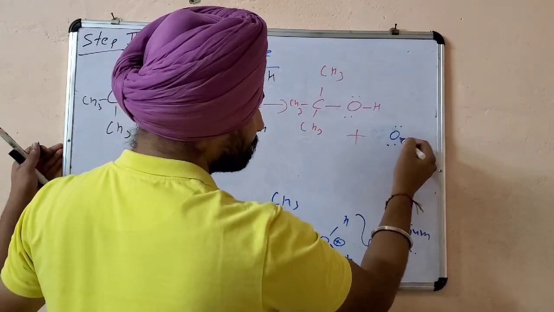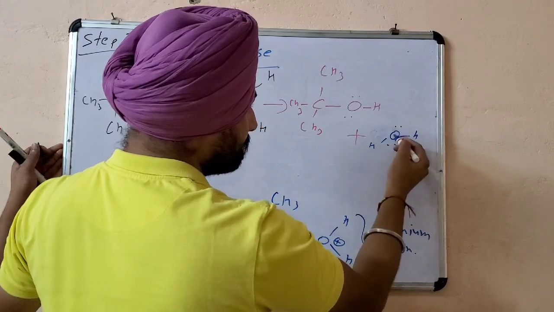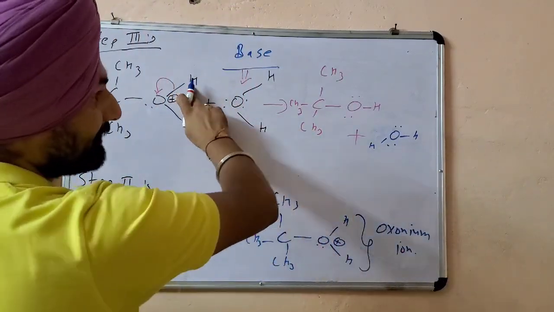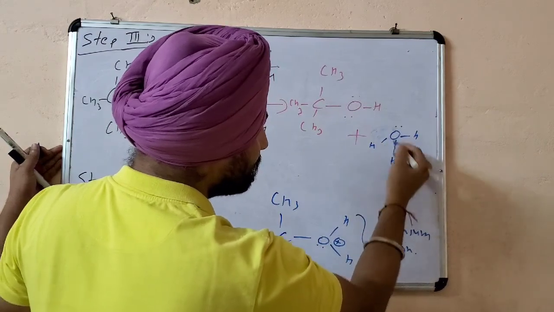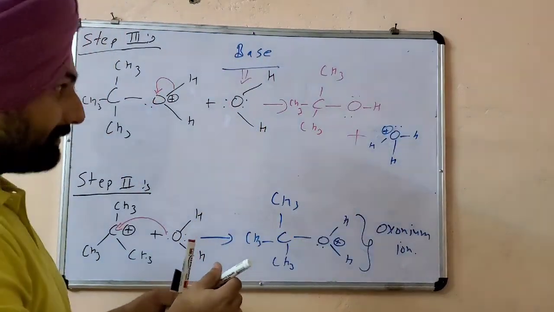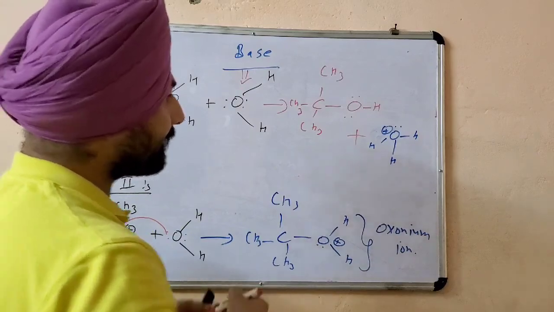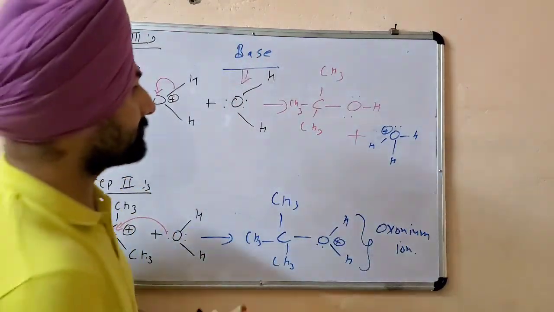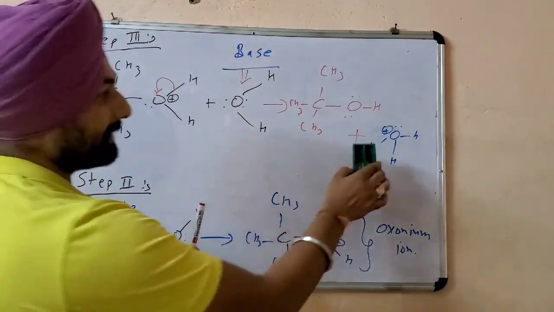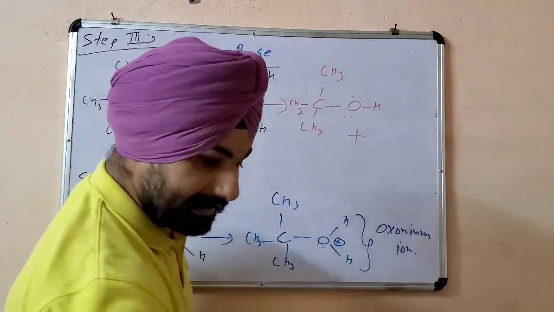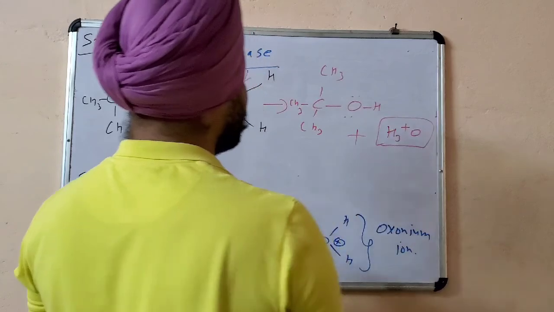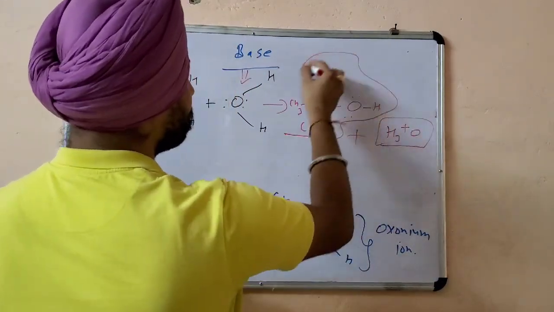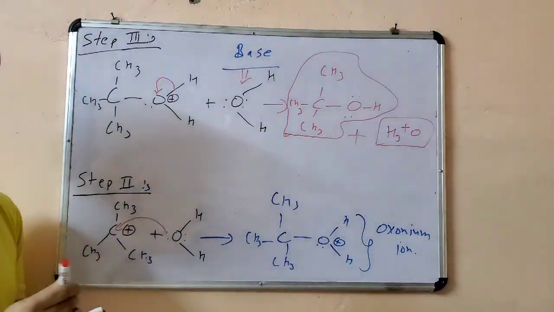Oxygen plus H positive. When this H positive comes, the pair of electrons is donated to the hydrogen and it becomes positive. So ultimately, instead of writing this molecular structure, just for understanding, we can write it as the hydronium ion, H3O positive ion, right? So this is the required alcohol formed in this SN1 mechanism, right?